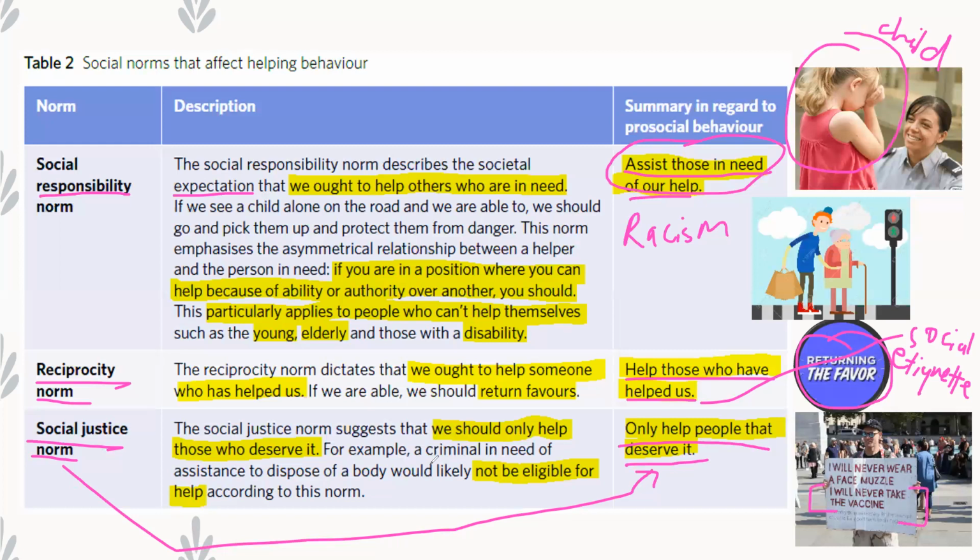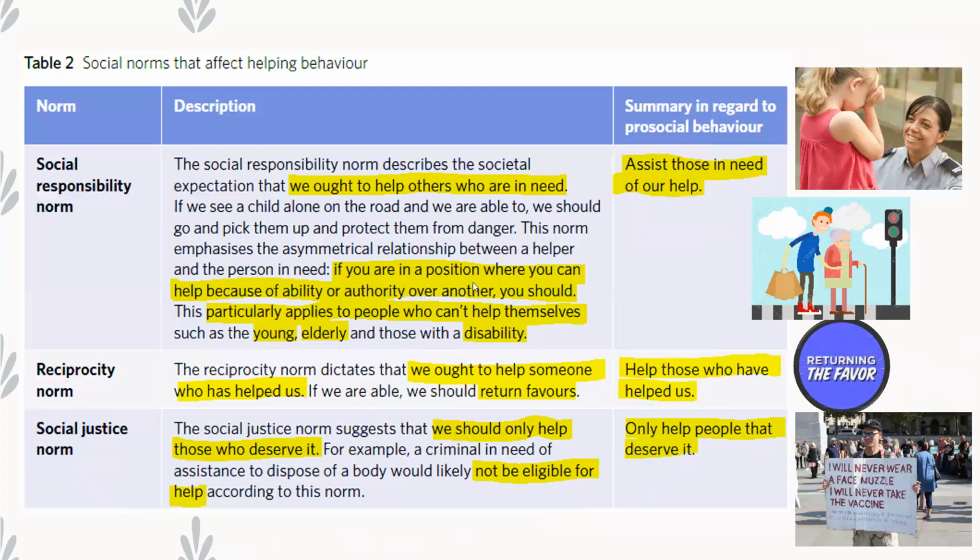Similarly, another example, the one from your book, is a criminal who's in need of assistance to dispose of a body, so basically a murderer or a serial killer, who should not get any help from others because they don't deserve that help, because they're doing something that's bad. So that's the idea. The social justice norm indicates that if someone is arguing for something that the majority of people think is wrong, or asking for help to do something that's immoral or criminal, we're not likely to help them because they don't deserve it. Okay, so those are the three social norms on which we operate when we think about helping someone.